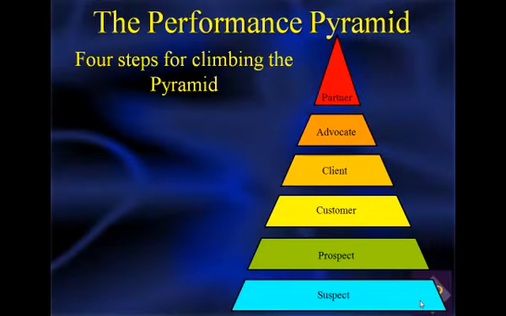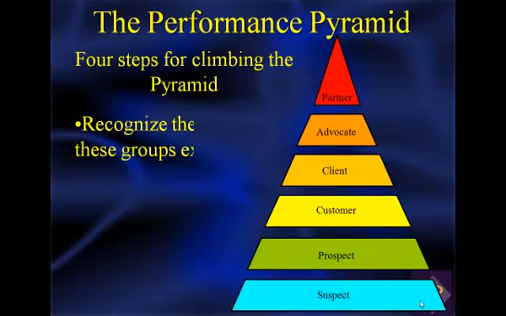Now there's 4 steps to climbing this pyramid. This is really important. The first is to recognize the fact that these groups exist. One of the things when I taught this to one of my clients way back when, a number of years ago, the first thing that their customer support department did in conjunction with their tech team is they built this pyramid into their customer maintenance tool. In other words, their CRM system. And basically everybody in their contact management system was given a designation. Why? Well, you'll find out more here in a second. But the first part of it was because you have to recognize that these groups exist.